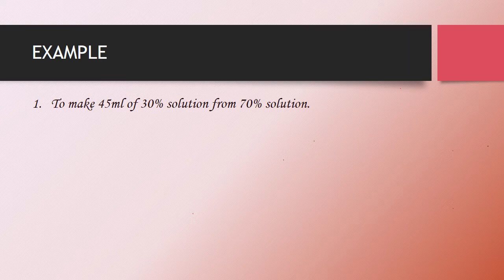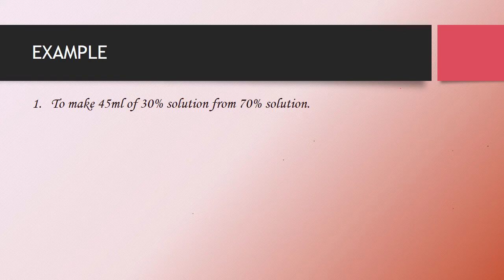Stock solutions are usually more concentrated, such as 70%, 50x, or sometimes 100%. In this question, stock solution is 70%. We need to make it 30%. Then the question is how to convert this 70% stock solution into 30% of volume 45 ml.